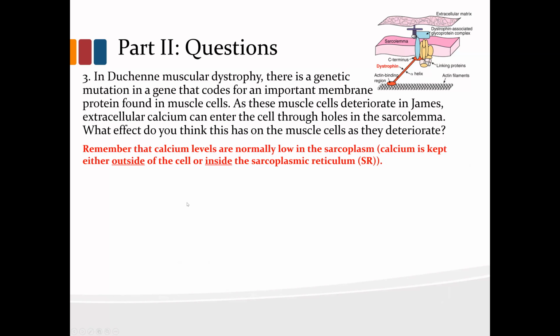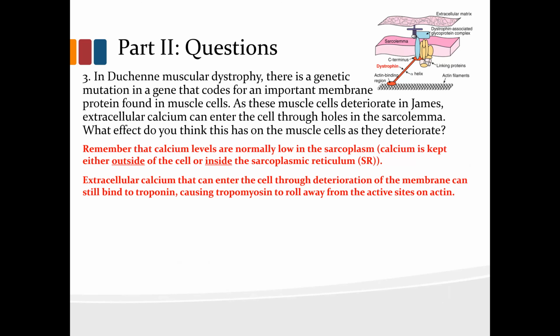So remember that calcium levels are normally low inside the cell in the sarcoplasm. So calcium is either kept outside of the cell in the extracellular space, or if it's inside the cell, it's being kept inside the SR, the sarcoplasmic reticulum. But the levels actually floating around in the sarcoplasm are normally very, very low. So with Duchenne muscular dystrophy, extracellular calcium can enter the cell because of the deterioration of the sarcolemma.